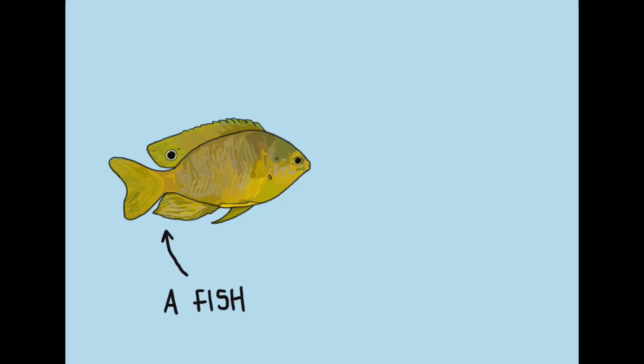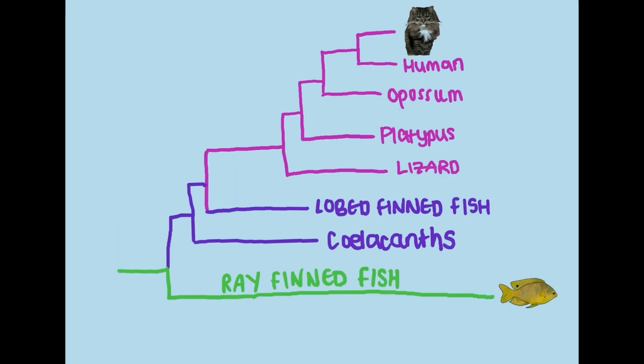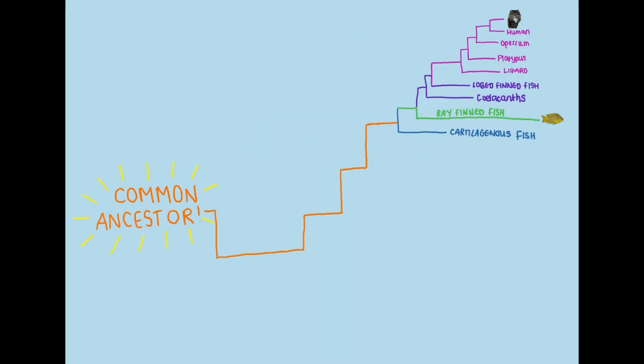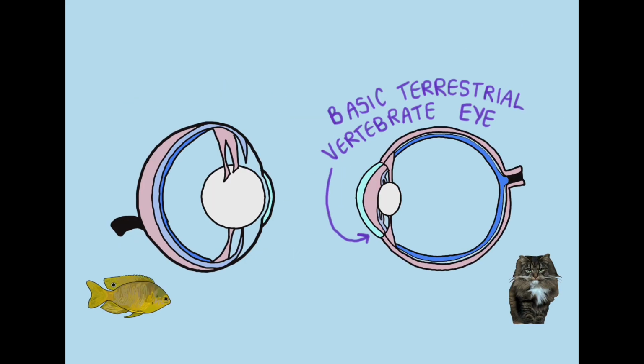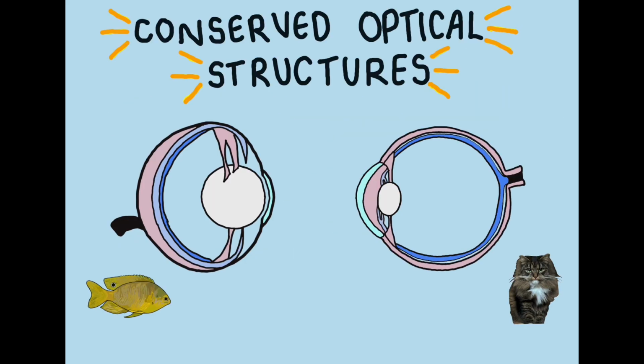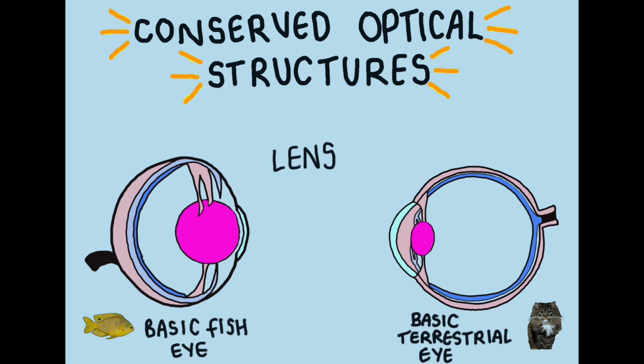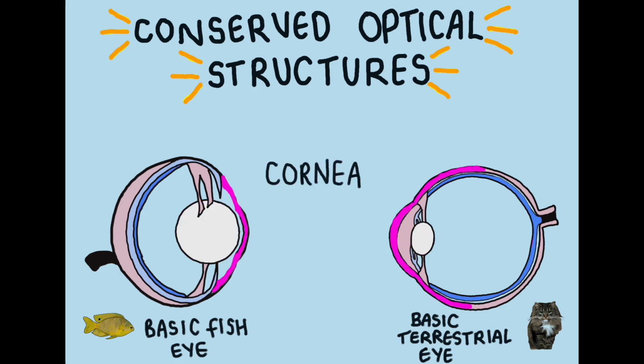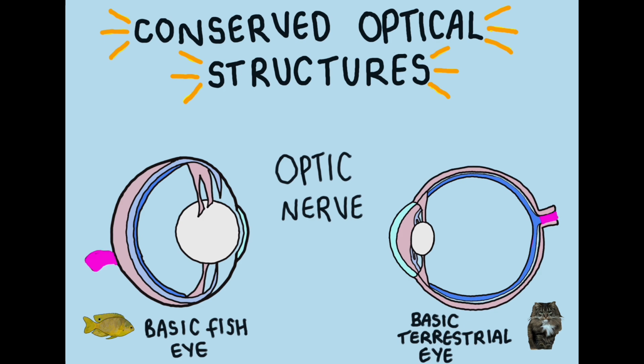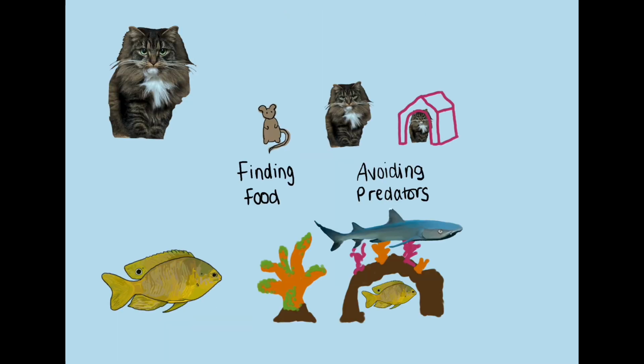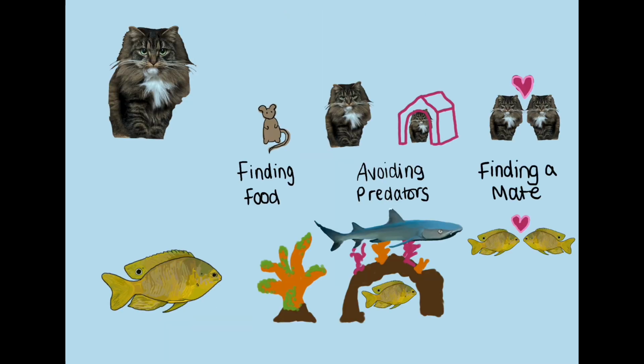This is a fish. This is not a fish. Oceanic and terrestrial vertebrates share a common ancestor, which led to the evolution of conserved optical structures, like the lens, the retina, the cornea, and the optic nerve, that all allow images to be focused onto the retina and processed by the brain. Vision is used for the same things: finding food, avoiding predators, and finding a mate.